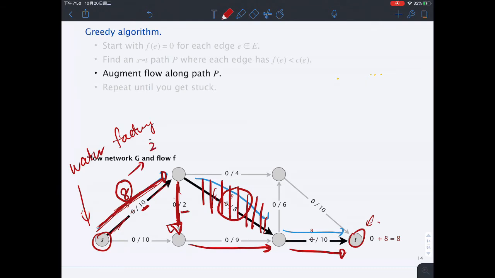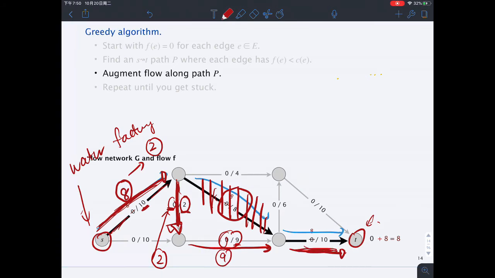What's happening for this red path is that at this moment it's pushing through 8 units of water, but its capacity is 10. So that means we have room to increase 2 more units using this route. And similarly, the capacity of this edge is 2. We are not using any of it, so we still have room to increase the flow by 2 units for this edge, right?